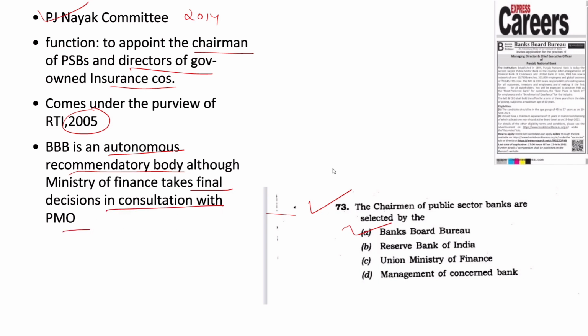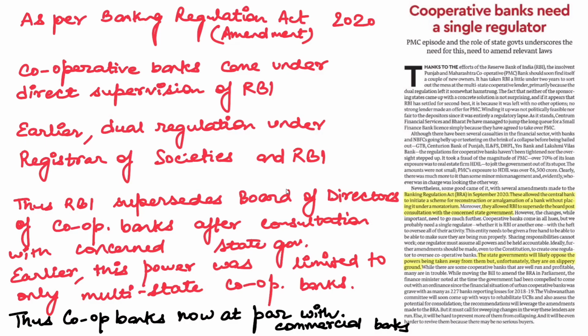So coming back to the previous year question. Don't you think the answer should be the Union Ministry of Finance? No. The correct answer will be option A, BBB. Because although the final decision is taken by the Ministry of Finance in consultation with the PMO, it is the BBB which recommends the names.